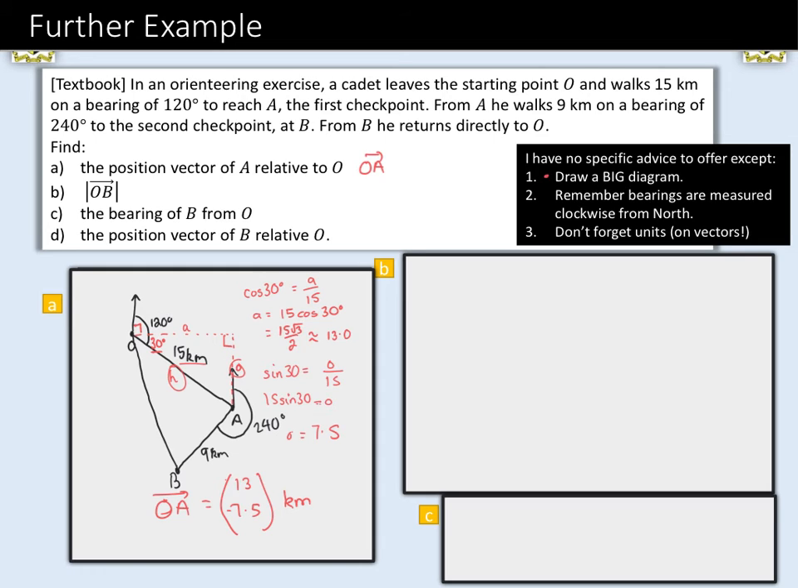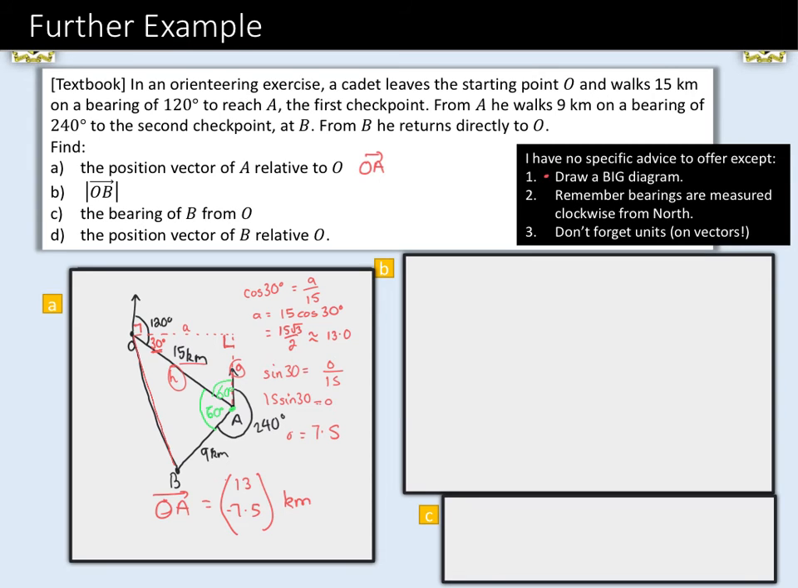Okay then, for part B, we wanted the magnitude of O to B. We can't do that immediately. But if I just want the magnitude of O to B, I don't need to figure out what the vector actually is. I just need to know the length of this line here. I've got two lengths in this triangle, and from this little red triangle that I drew, this is 30, this is 90, so this is going to be 60 because of angles in a triangle. Then 240 plus 60 is 300. All of these are around a point, so 360 minus 300 leaves me with 60 there as well.